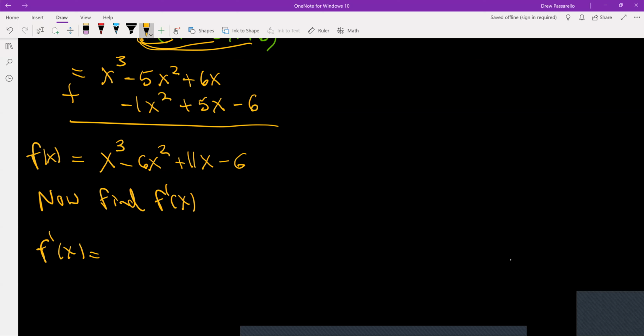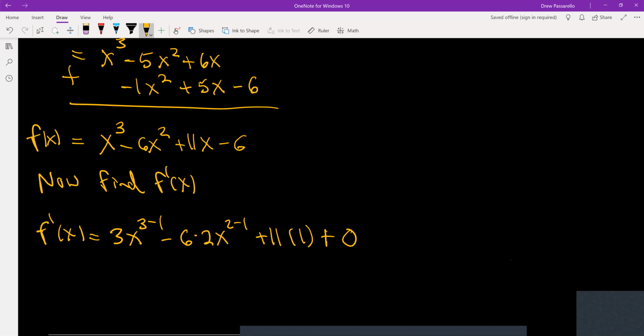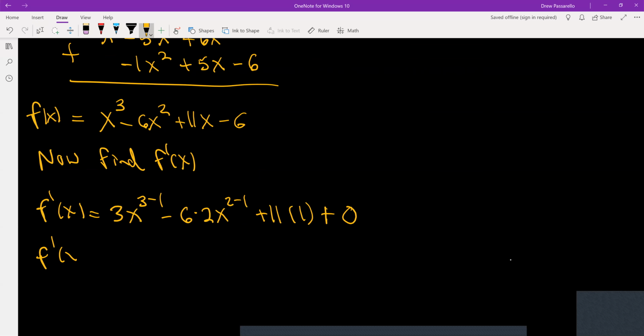the x cubed becomes, you drop the 3 down, so it'd be 3x to the 3 minus 1. And then minus 6 times x squared, the derivative of x squared is 2x, so it'd be 6 times 2x to the 2 minus 1, plus 11x. Well, 11 times 1 because the derivative of x is 1. And then 6 is a constant, so its derivative is 0. So the derivative f prime of x is equal to 3x squared minus 12x plus 11.